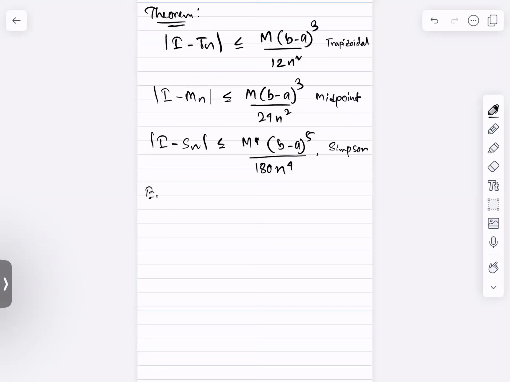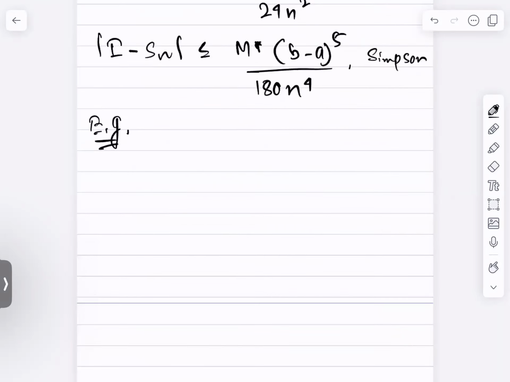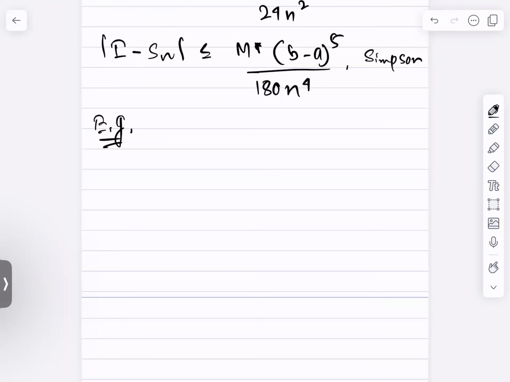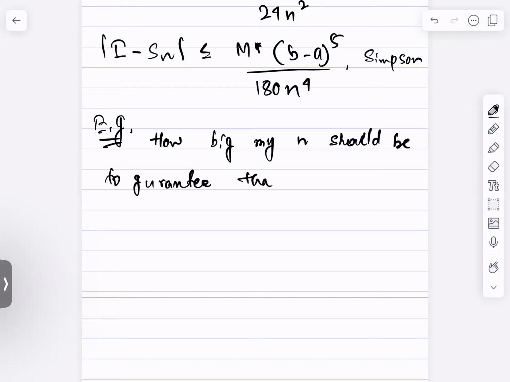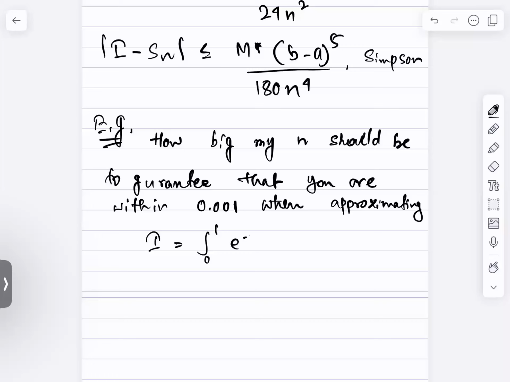Okay. Example, how this formula should be implemented. The next question: how big should my n be to guarantee that you are within 0.001 when you approximate the integral I, which is the integral from 0 to 1 of e to the minus x squared dx.